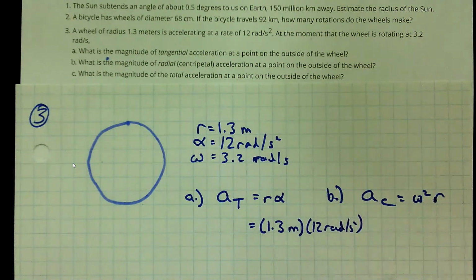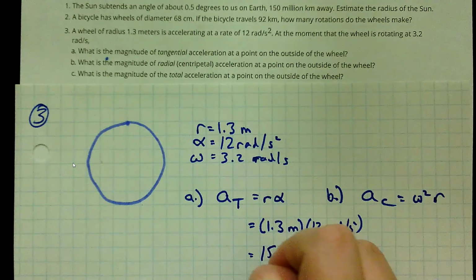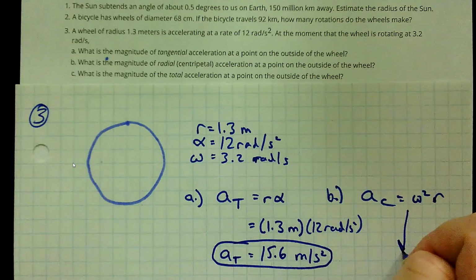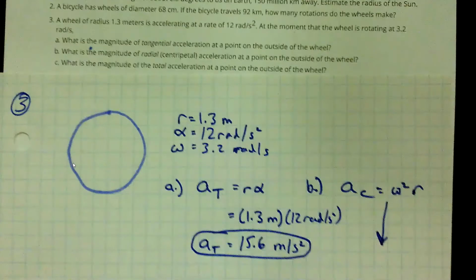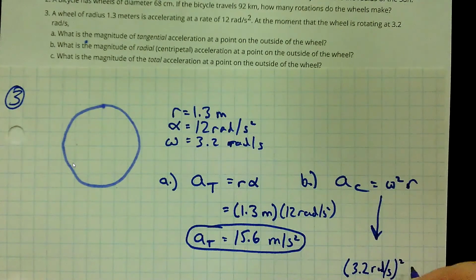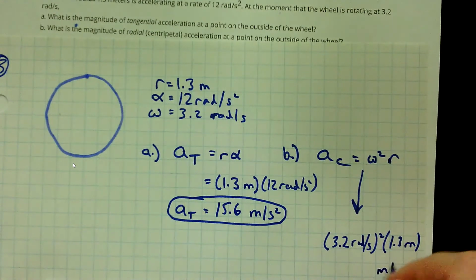If you look at this, technically the units that come out are meters radians per second squared, but radians you can always ignore, so this will come out with units of meters per second squared. And this one will come out with radians squared per second squared meter, which again simplifies to meters per second squared.